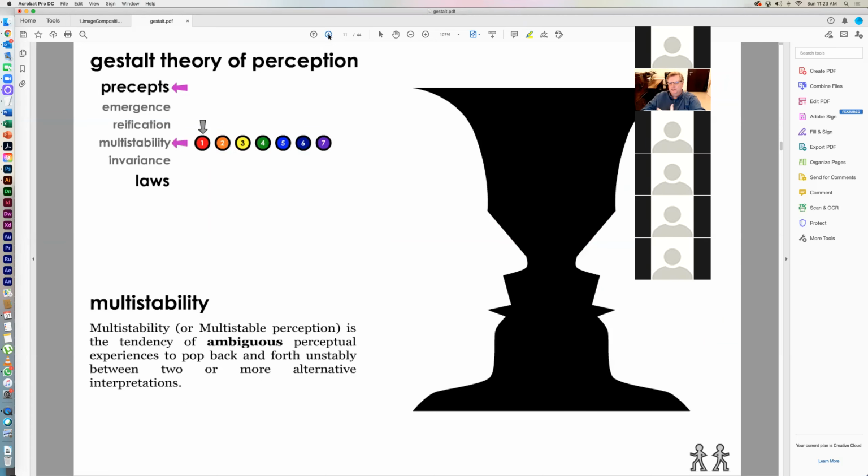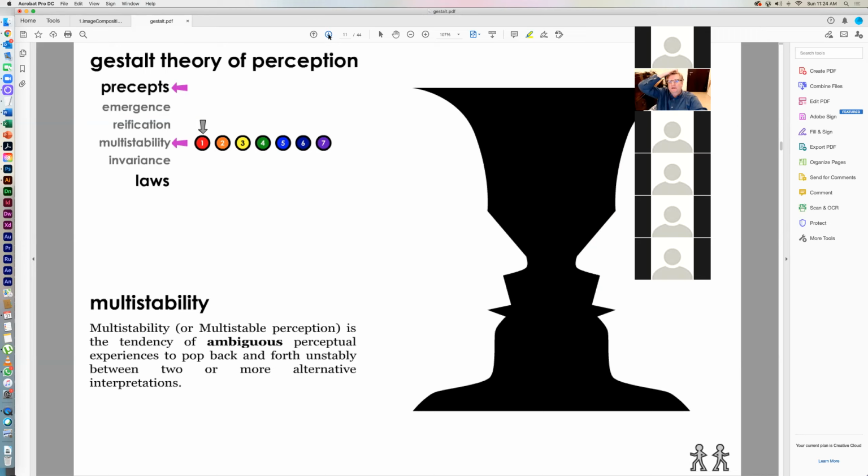Now, this is called multi-stability. And the question becomes, okay, do you see the faces or do you see the vase or the chalice, the drinking cup? The vase, sir. Okay. All right. So you see the vase. Can you adjust your vision? And the idea of multi-stability, okay, the tendency of ambiguous perceptual experiences is to pop back and forth unstably between two or more alternative interpretations. Now, I've seen this so many times, and once again, I'm going to have 7 examples, but I've seen it so many times that I pop back and forth maybe a little more easily.